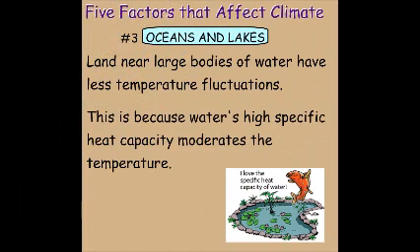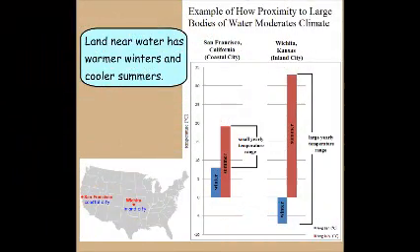The third factor that affects climate is oceans and lakes, and there are a couple of ways that they do that. The first is that land near large bodies of water has less temperature fluctuation, and this is because water has a high specific heat capacity, so it moderates the temperature. You can see here that land that's near the water, like San Francisco, California, has warmer winters and cooler summers. There's not that much of a difference between the warmest and the coldest temperatures throughout the year, whereas Wichita, Kansas has a huge temperature fluctuation between summer and winter, and that's because it's so far away from the ocean.